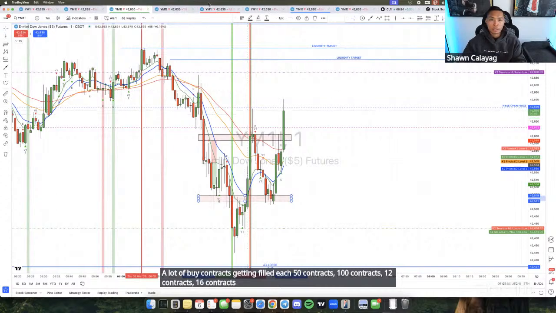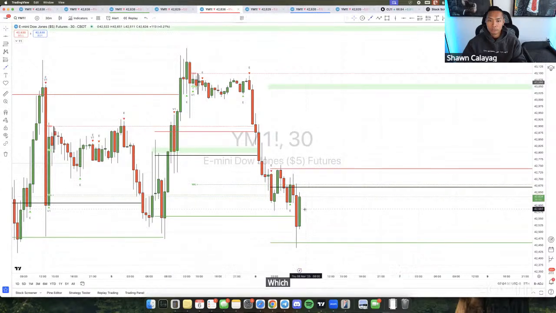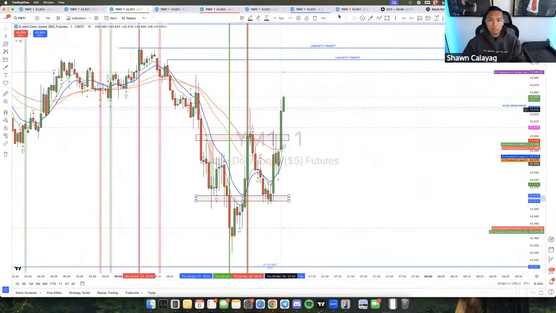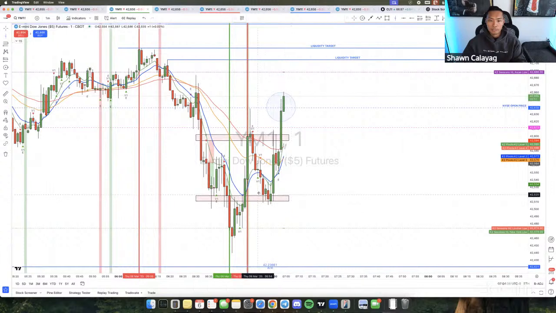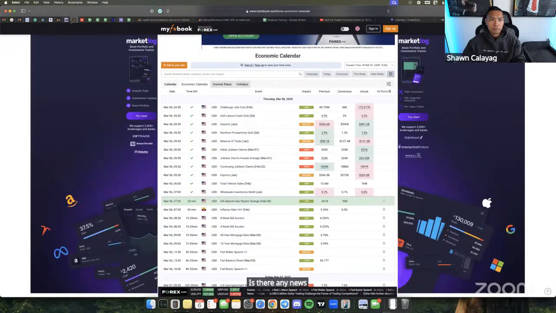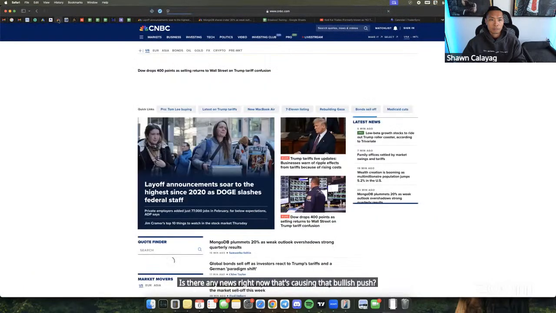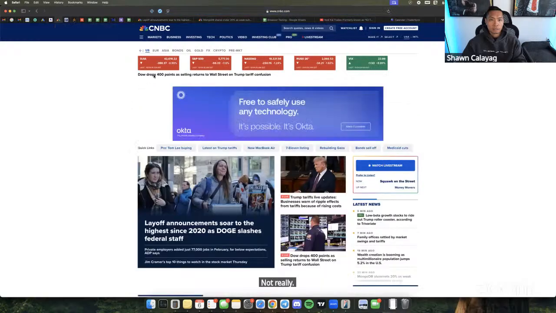Definitely trying to push price back up to the point of control, which it's almost there. It's back at open right now. So the buyers obviously got back in control from here. Is there any news right now that's causing that bullish push? Not really. It's just a correction.